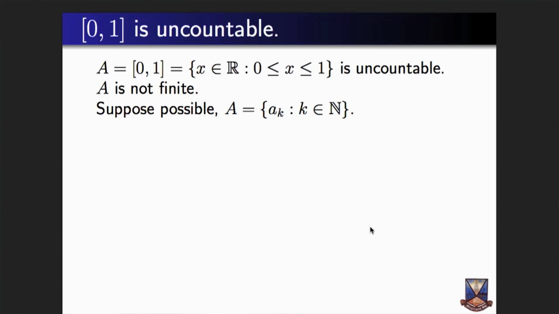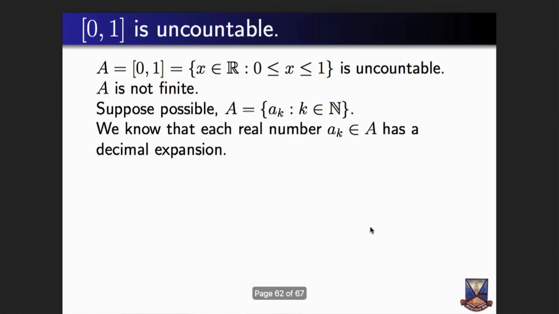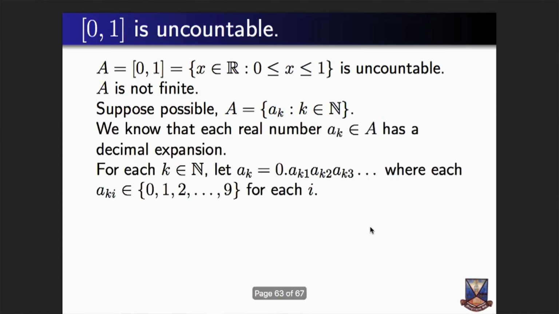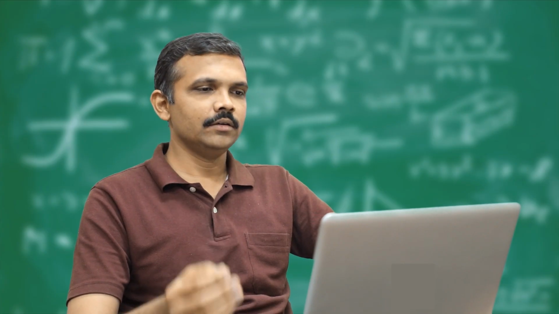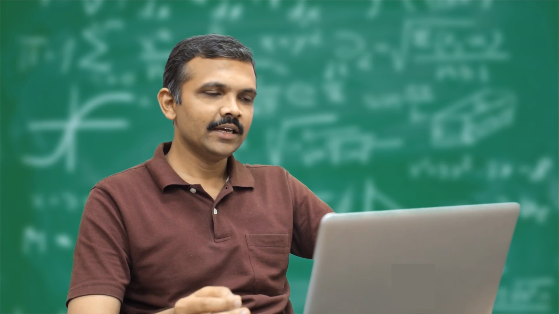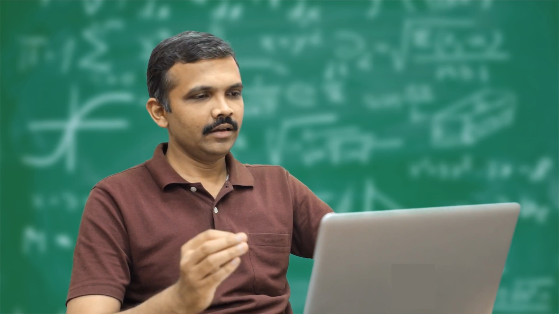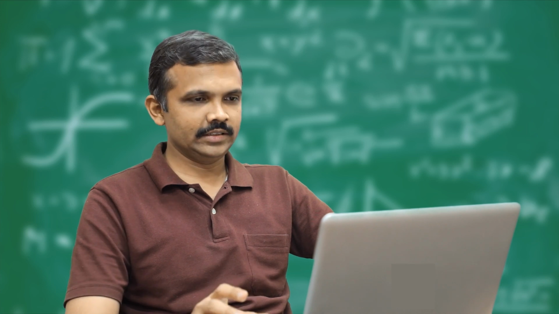Now let us observe one point, that any real number between 0 and 1 can be expressed in decimal form as follows. So can you see that a_k for any k can be written as 0 point a_k1, a_k2, a_k3 and so on, where what are these a_ki? They are the digits between 0 to 9. So every member of my set A can be represented in decimal form like this.